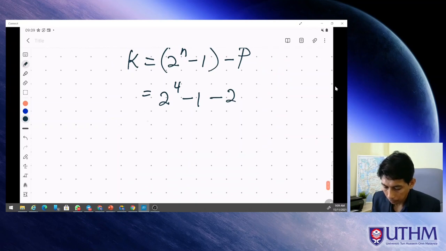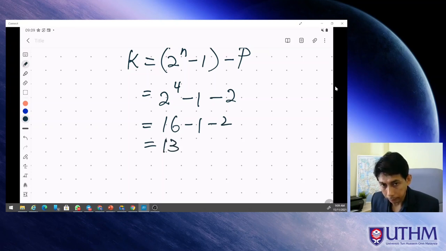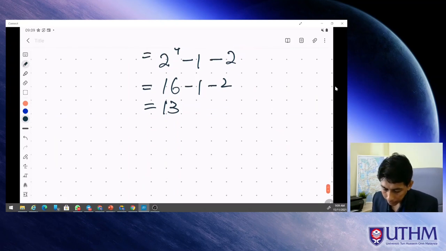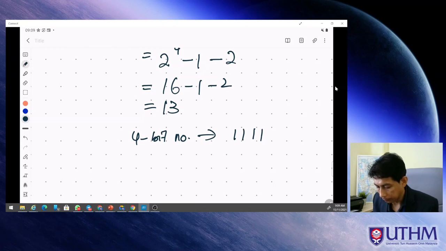All right. So this is 15, right? 2^4 is 16, -1 - 2, we have 13, right? 13. So you can see that it is easier. If a 4-bit number, the maximum value is 1111 in unsigned, which is equal to 15.